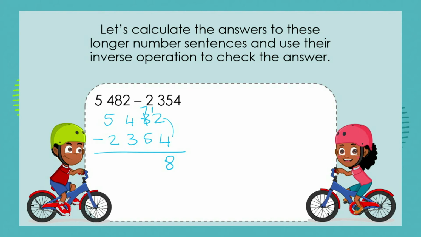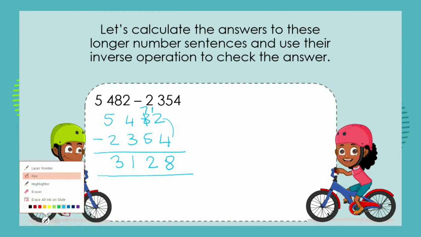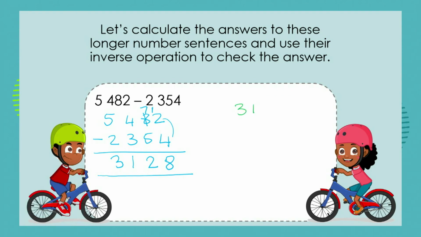7 minus 5 gives us 2. 4 minus 3 gives us 1, and 5 minus 2 gives us 3, which means our answer is 3,128. So now we are going to use the inverse operation and check. So we take 3,128, we plus one of the other, the smaller of the other numbers, 2,354. Let's check if we can get back to this original number.